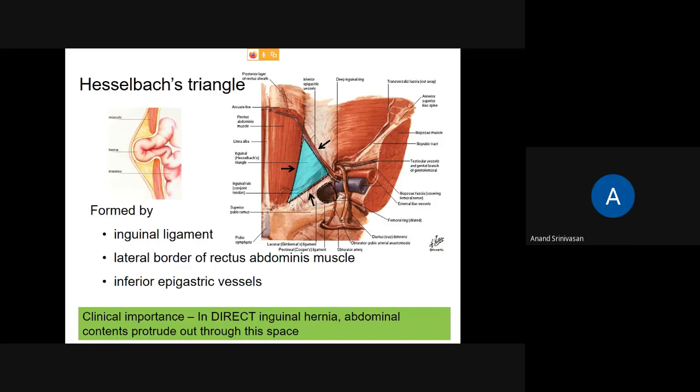Do you have any doubts in this? This is very important. Doctor, how do we treat the direct hernia? You said we need to reinforce with the lacunar ligament. What are we reinforcing?